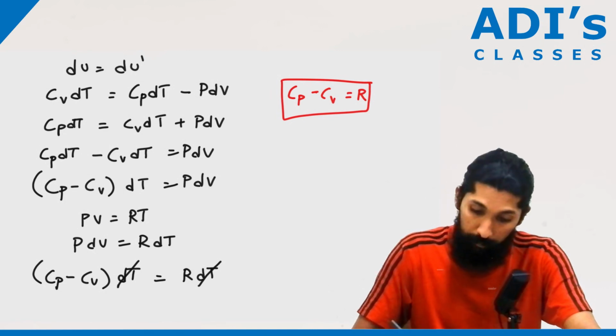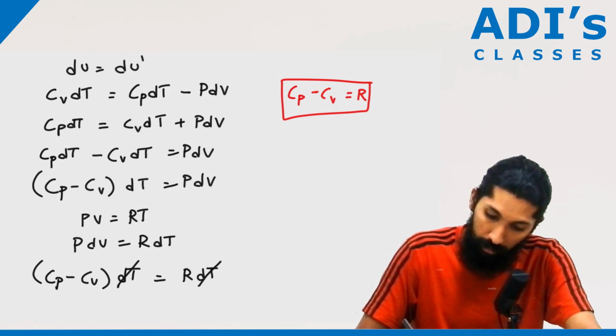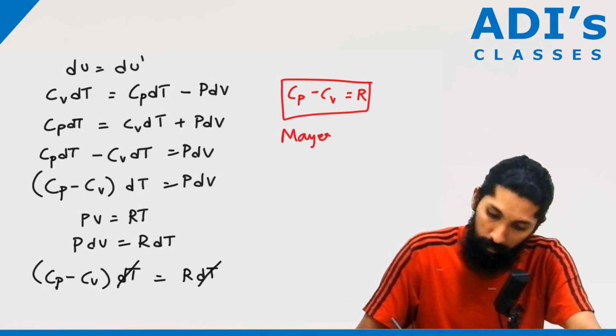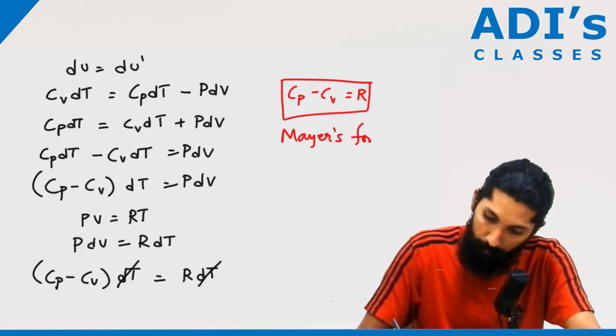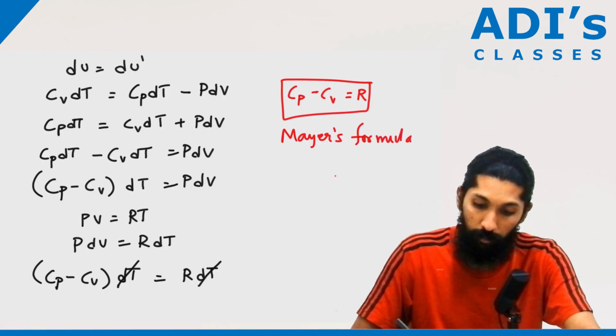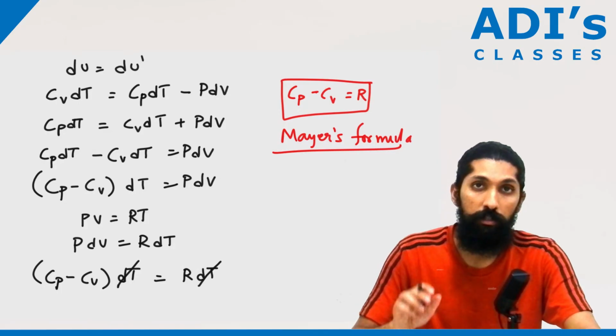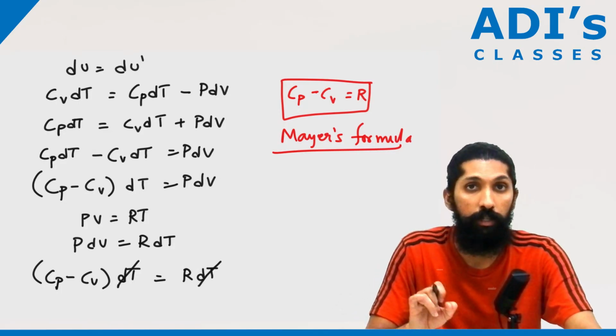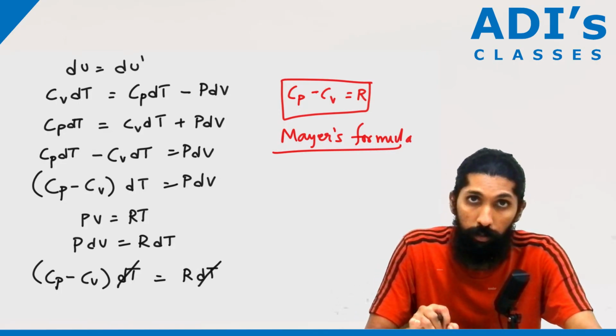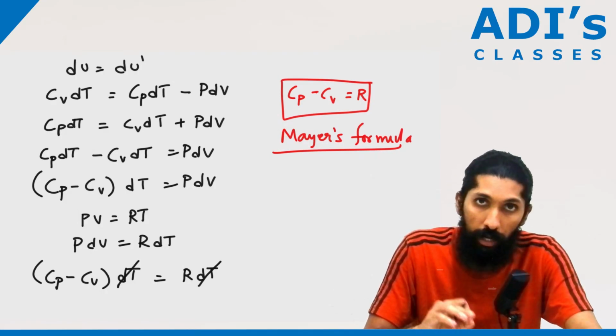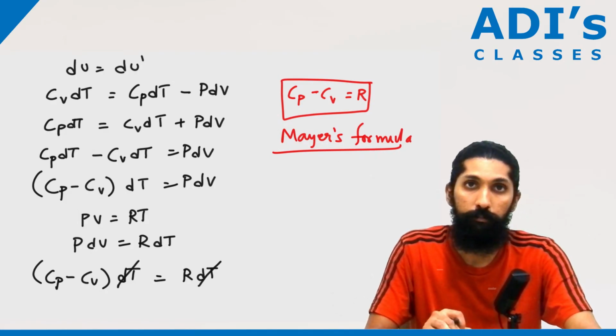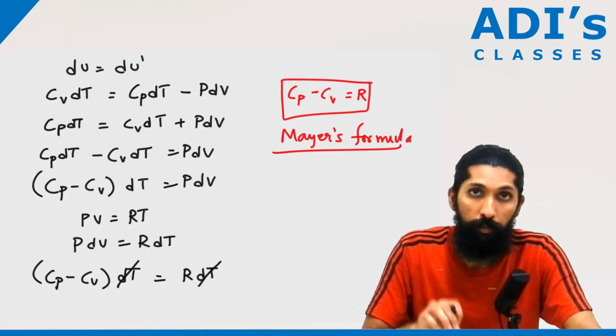This is basically what we call Mayer's formula. Mayer's formula relates the specific heat capacities at constant volume and constant pressure, and the gas constant, which is equal to R. So this is Mayer's formula.